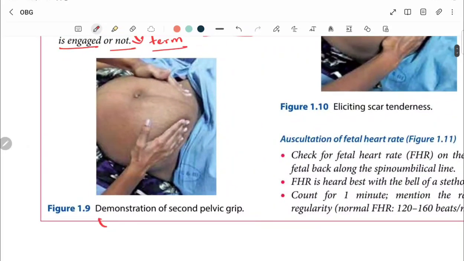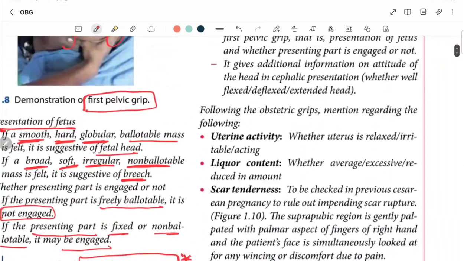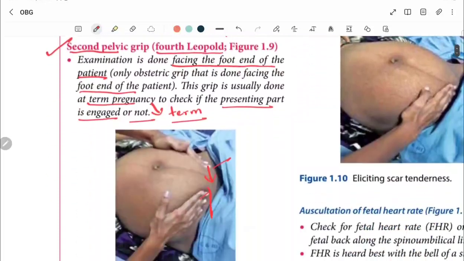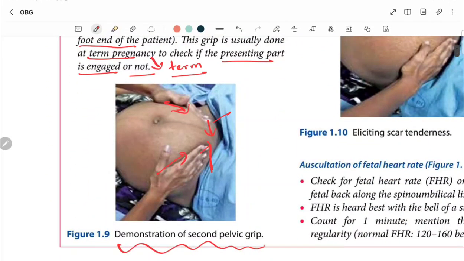So this is the demonstration of the second pelvic grip, guys. If both the hands are going to converge, then it is not engaged, and if they are going to diverge, then it is engaged. I'll explain this. First you need to place both hands on either side of the abdomen, above and parallel to the inguinal ligament. This is important: both hands placed above and parallel to the inguinal ligament.